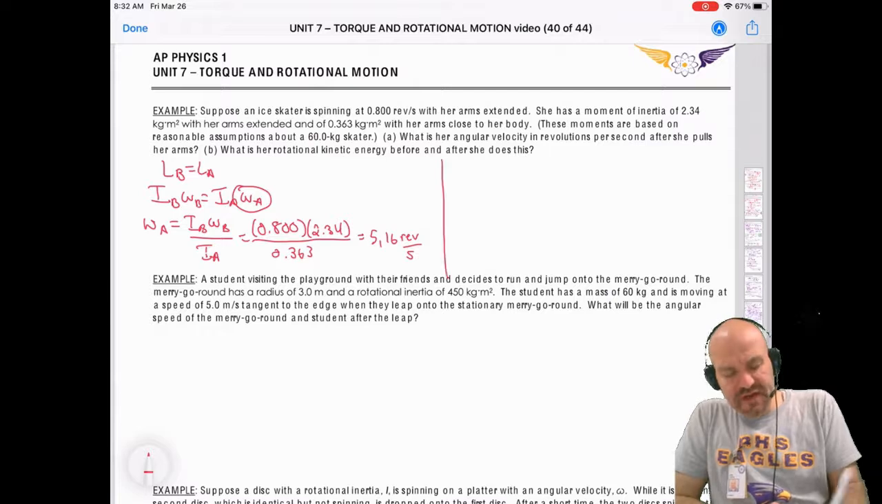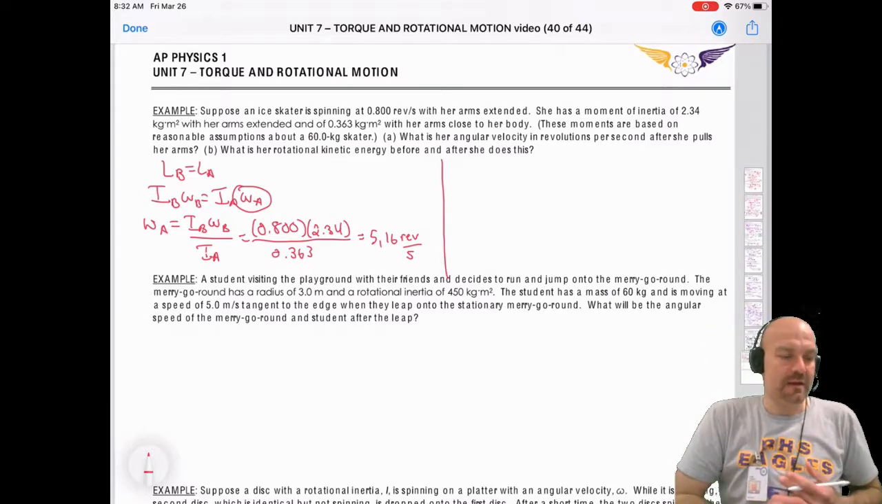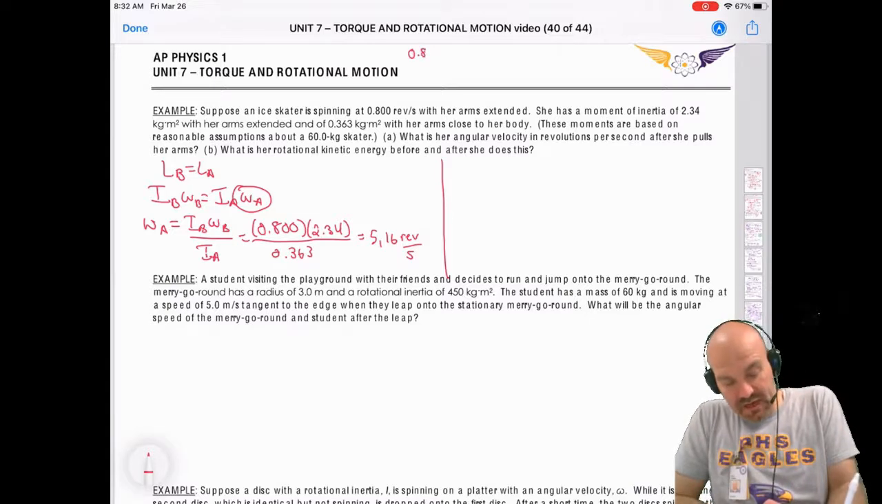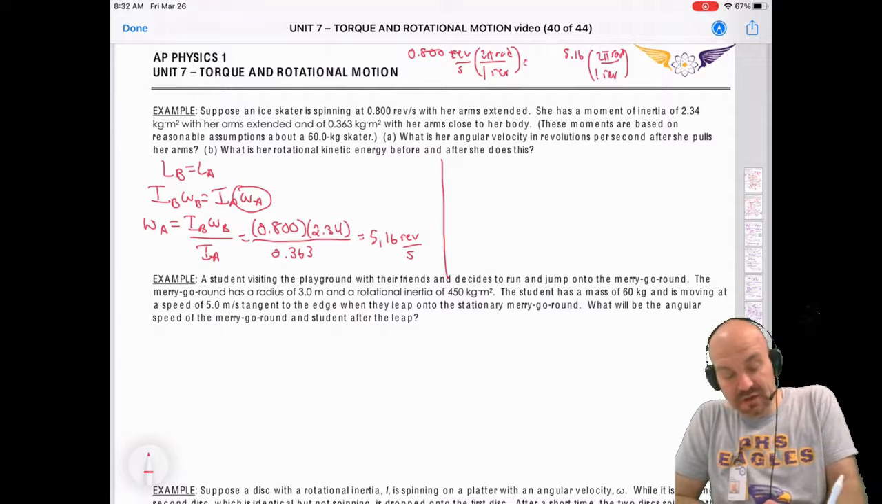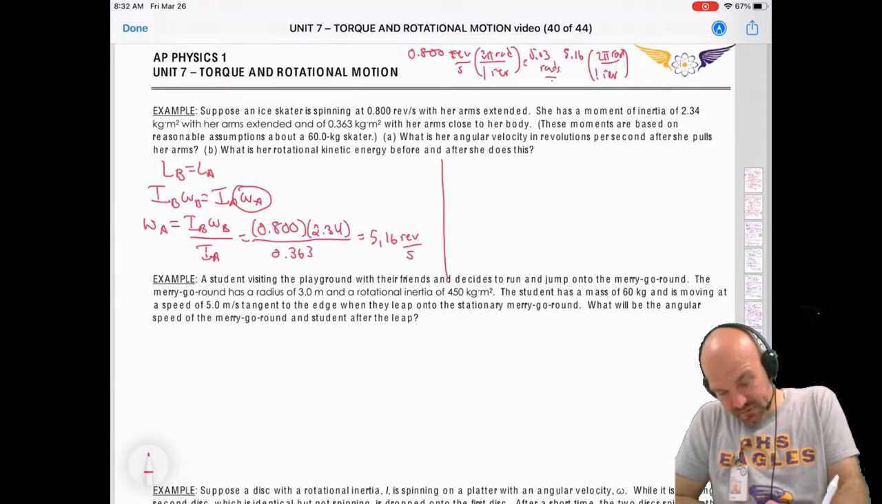So to do the second half, our omega needs to be in radians per second. So we're going to do 0.800 revolutions per second. All we're really going to do is have to multiply this by 2 pi, because 2 pi radians is 1 revolution. Same thing with the 5.16, right? All we have to do is multiply it by 2 pi, because 2 pi radians is 1 revolution. And so 0.800 is 5.03 radians per second, and 5.16 is 32.4 radians per second.